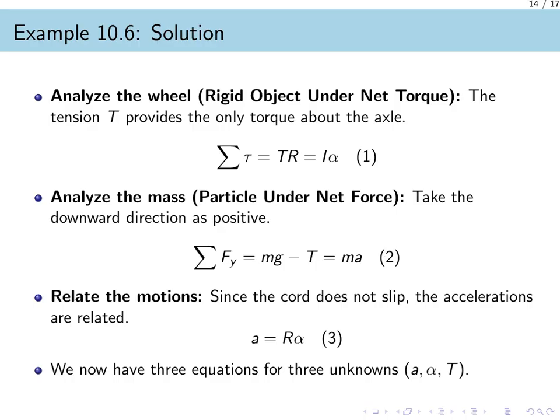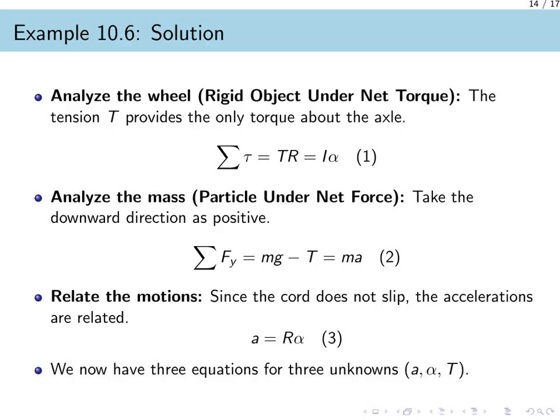system of equations. First, let us analyze the wheel as a rigid object under a net torque. The tension in the cord, T, creates a torque equal to T times the radius R. From Newton's second law for rotation, this net torque equals the moment of inertia, I, multiplied by the angular acceleration, alpha. This gives us our first equation.